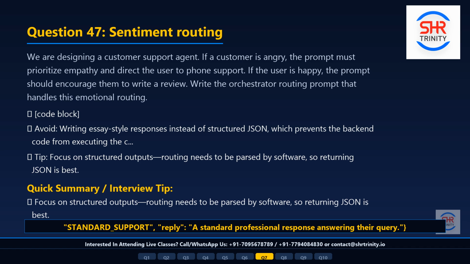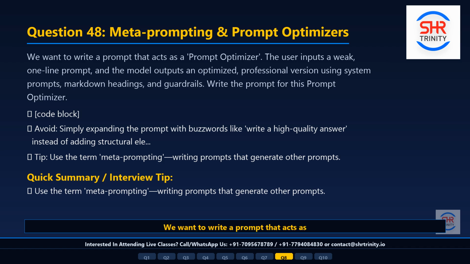Question 48. We want to write a prompt that acts as a prompt optimizer. The user inputs a weak, one-line prompt, and the model outputs an optimized, professional version using system prompts, markdown headings, and guardrails. Write the prompt for this prompt optimizer. System prompt: You are an expert prompt engineer. Your task is to rewrite weak user prompts into professional, production-grade prompts.